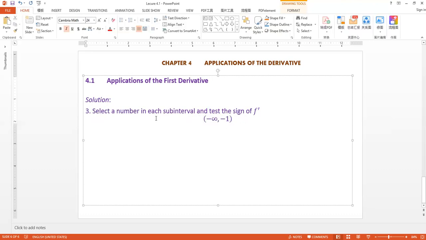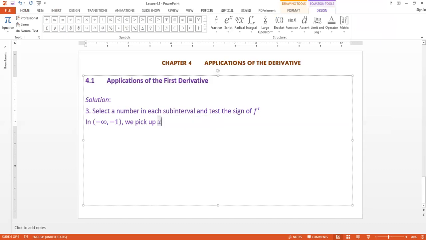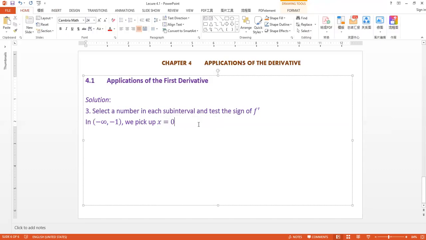So in the subinterval of -infinity to -1, we pick up a number. For example, we can pick up 0, and then what?